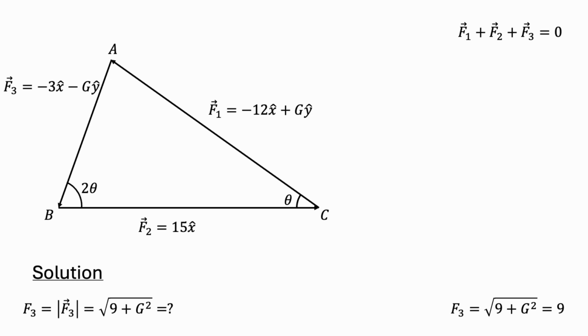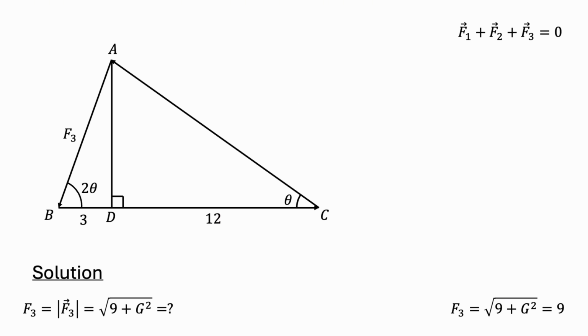To determine the parameters of the triangle, from A, draw a perpendicular to BC at D. The length of BD equals the magnitude of the x component of F3, and thus equals 3 units. The length of CD equals the magnitude of the x component of F1, and thus equals 12 units, while the length of AB equals F3.